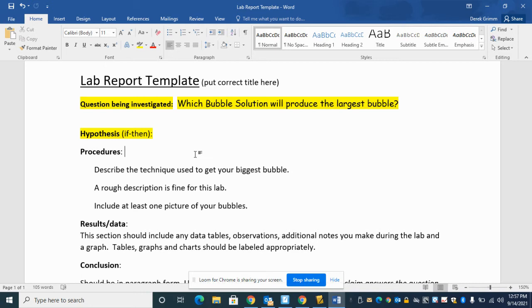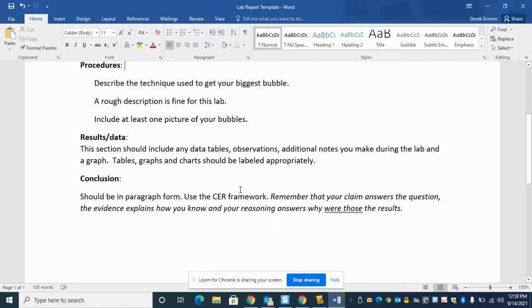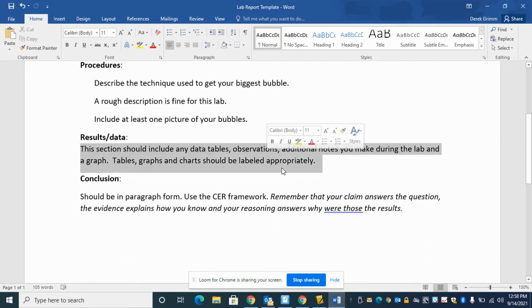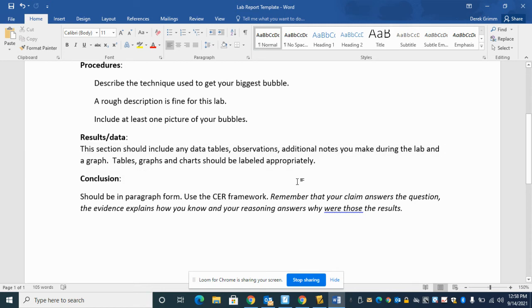in class. You also want to include where it says describe the technique. That's going to be included in one of your procedure numbers or points about how you blew your bubble. And lastly, this is where you include your picture that you took in class of you blowing your bubble underneath your procedure.